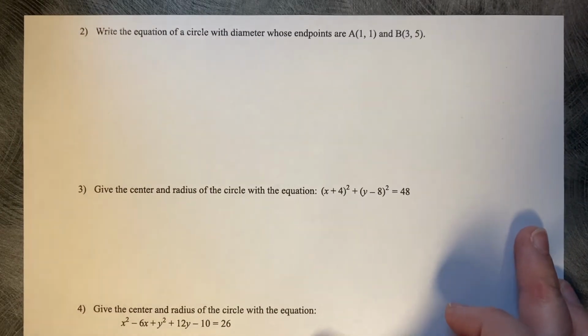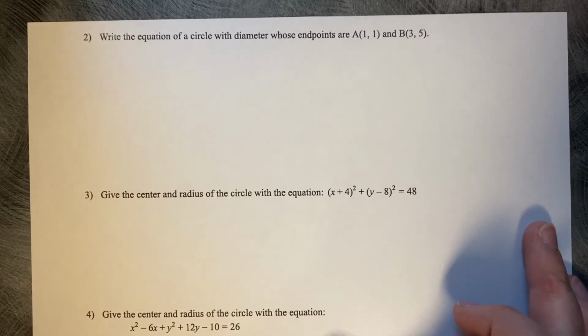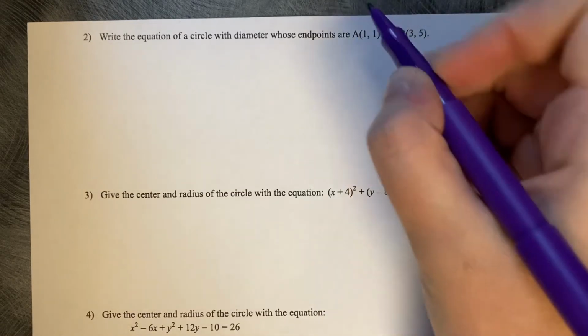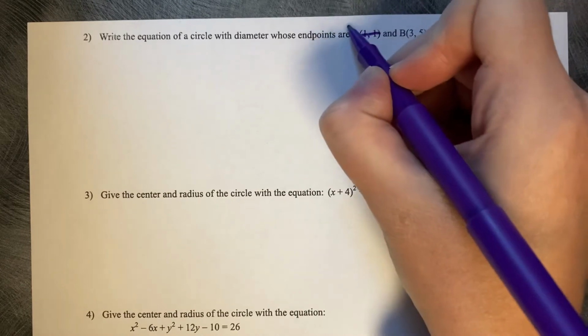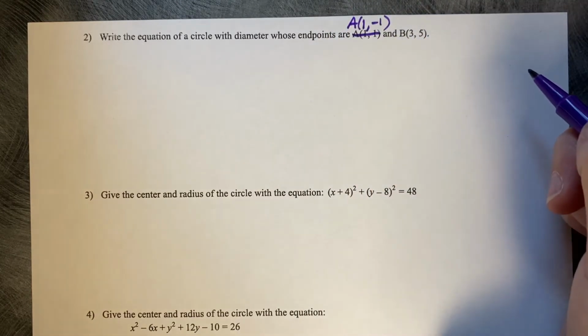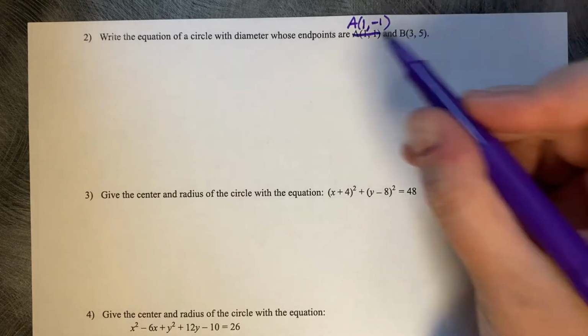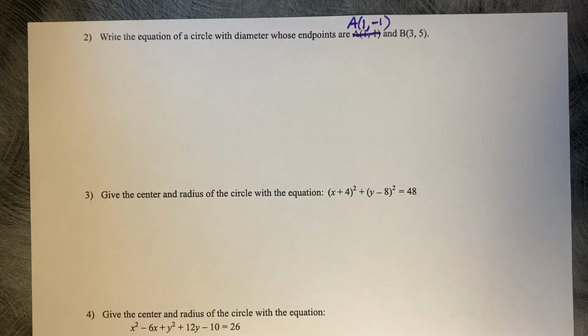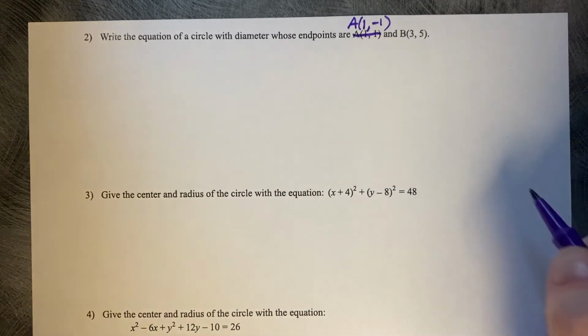Write an equation of a circle with diameter whose endpoints are A (1, 1) and B (3, 5). This has a typo. This A was supposed to be (1, -1). Let's use a negative. In this case, it'll make the problem just slightly more interesting. You could do it with (1, 1). That would be fine. But let's make it (1, -1) just to make it a little bit more interesting.